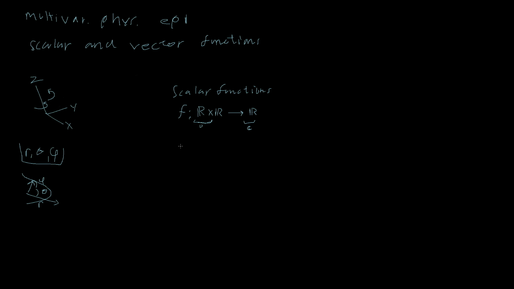So this takes an x and a y, and it maps this to f of x and f of y. Does that make sense?